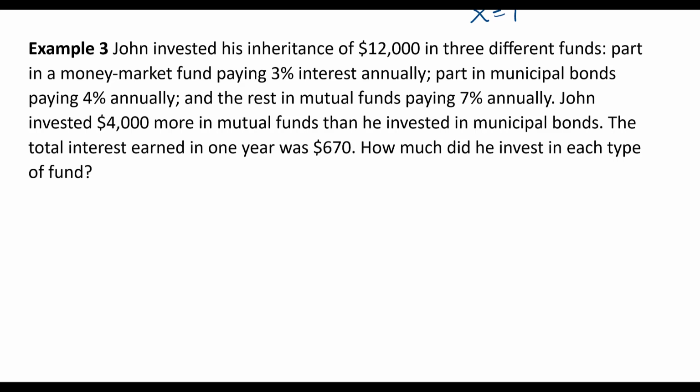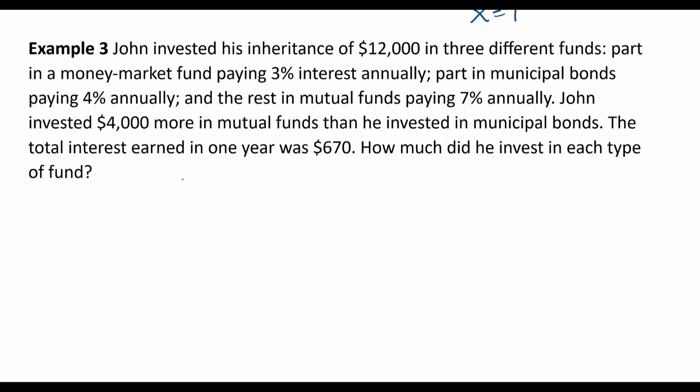Now we're going to look at an applied problem using three equations and three variables. John invested his inheritance of $12,000 in three different funds. Part in a money market fund, paying 3% interest annually. Part in municipal bonds, paying 4% annually. And the rest in mutual funds, paying 7% annually.